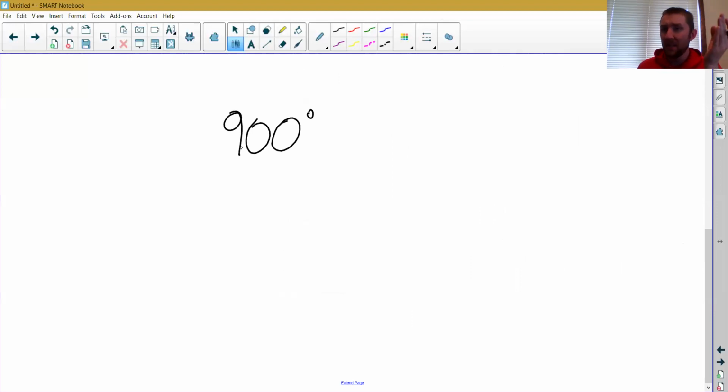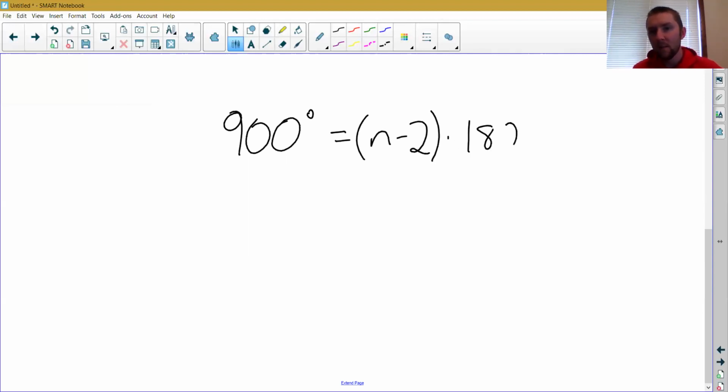The question is, how many sides then does that shape have? Well, if we think about this number, this 900 as my sum, that is supposed to be equal to n minus 2 in parentheses times 180, right? And now we should think algebra skills, right? Can we solve this equation for n? Can we figure out what n is equal to?